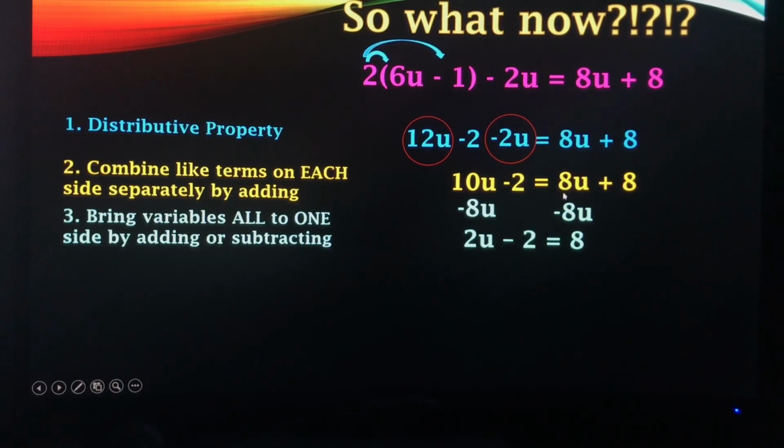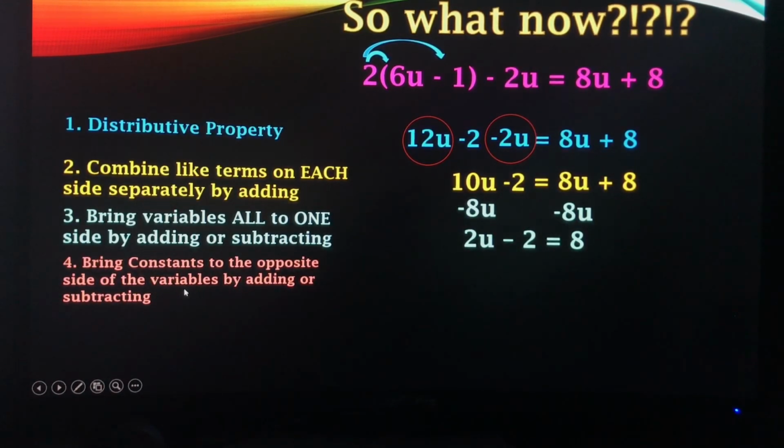This 8u and this 8u canceled each other out. They are now gone. The only thing left on this side is an 8. If you have 5 apples and you give 5 apples away, there's nothing there to write. So we don't write anything. We don't write 0u. Okay? So I'm looking at this equation now. Oh, it kind of looks familiar from what I just did.